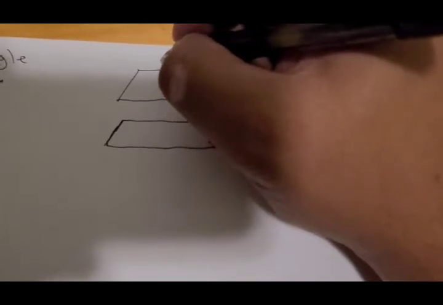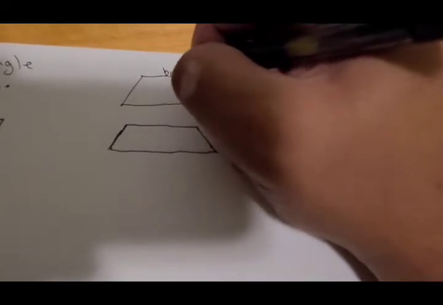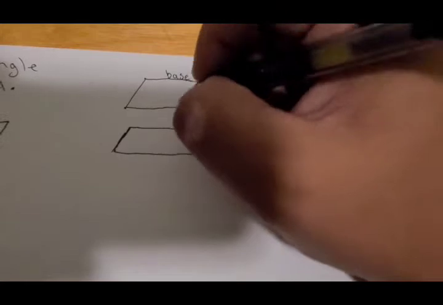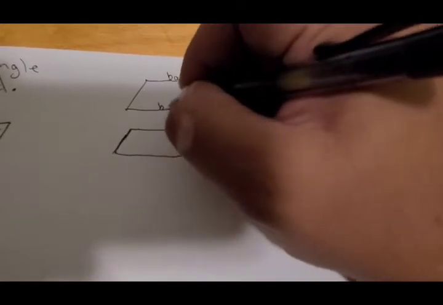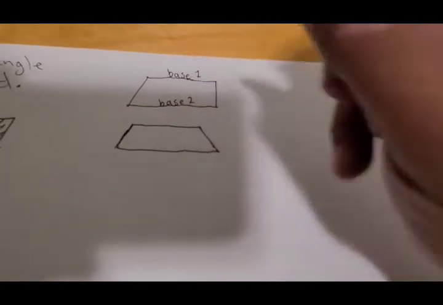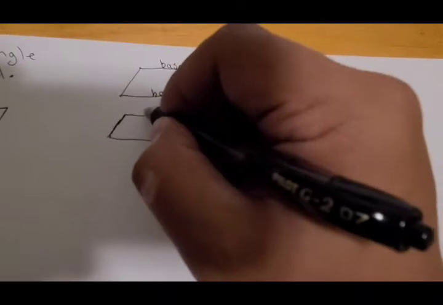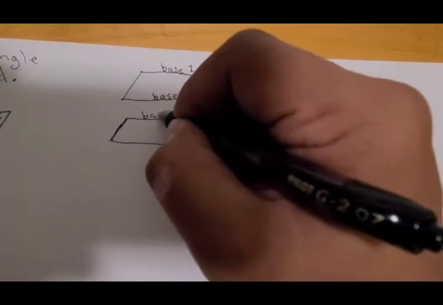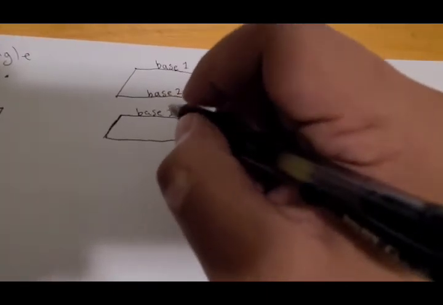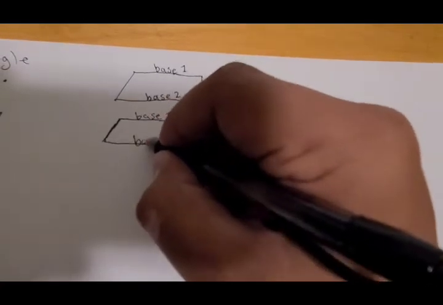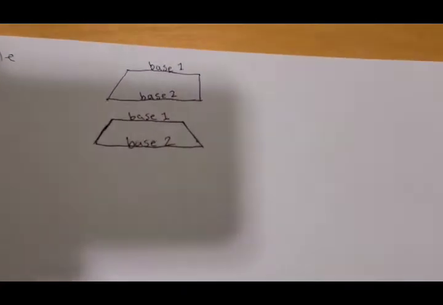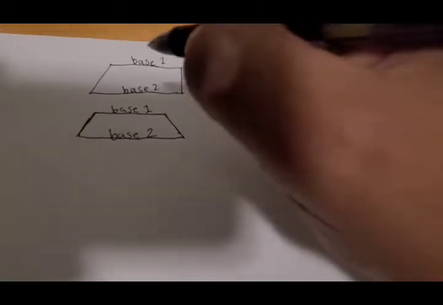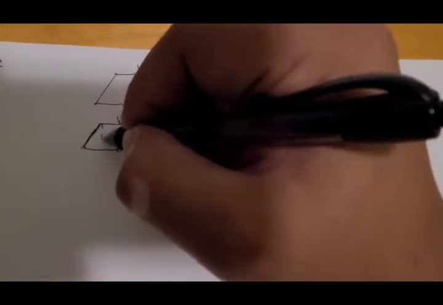Well, either way, this one has two bases. The top base, which is base 1, and the bottom, which is base 2. Again, base 1 is the top and base 2 is the bottom. The other important factor is our height.